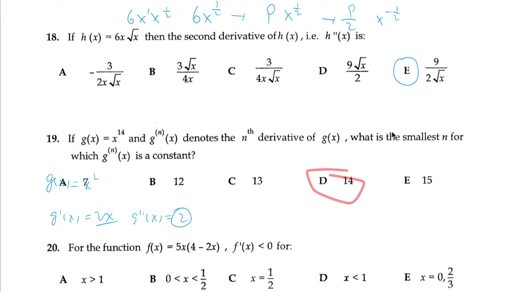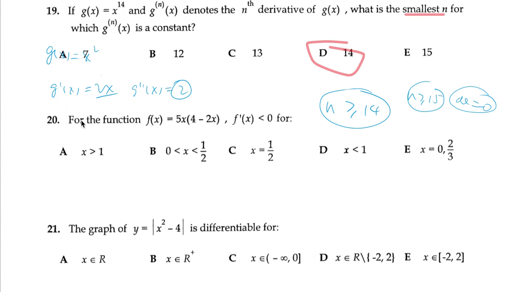Yeah. And they ask you the smallest n. If you want a constant, n needs to be greater than or equal to 14. Yeah. So when n is greater than or equal to 15, the derivative will just always equal 0. Okay.